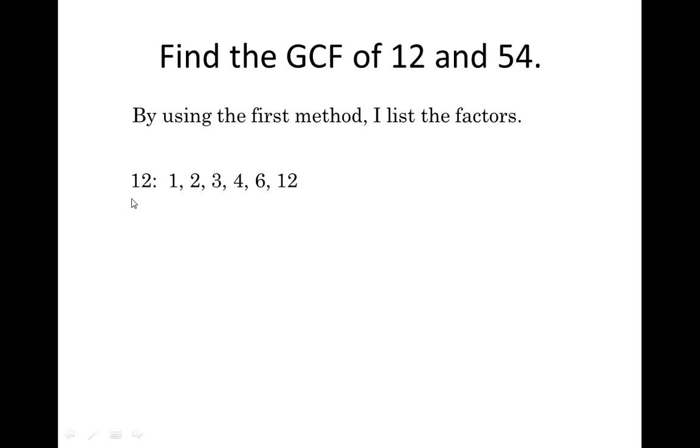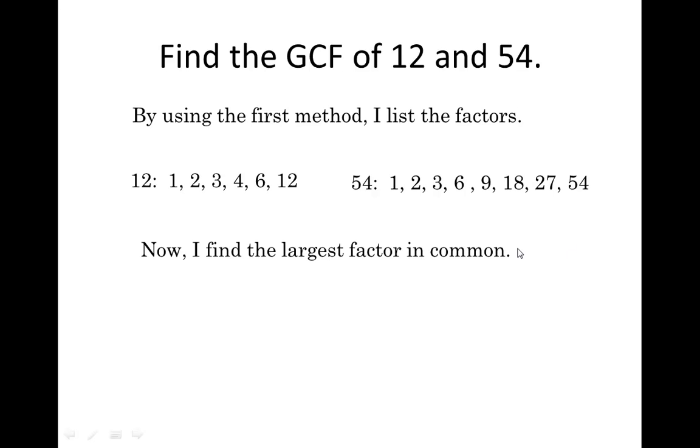So let's find the greatest common factor of 12 and 54. For the first method, I'm going to list all the factors. The factors of 12 are 1, 2, 3, 4, 6, and 12. And now for 54, the factors are 1, 2, 3, 6, 9, 18, 27, and 54.